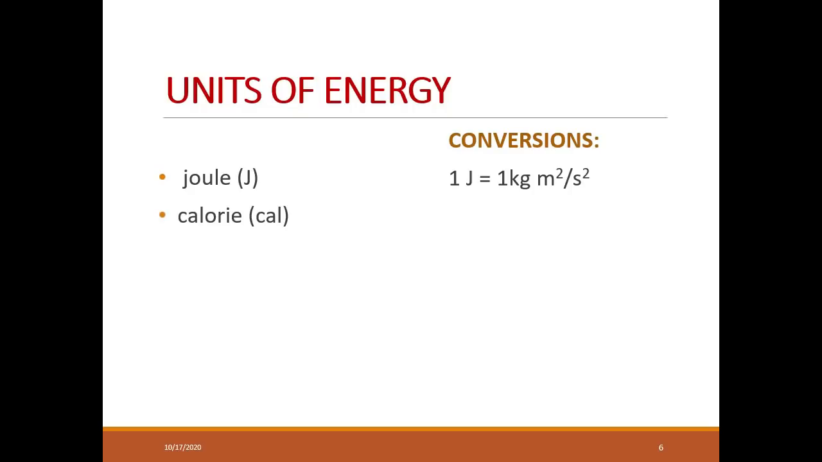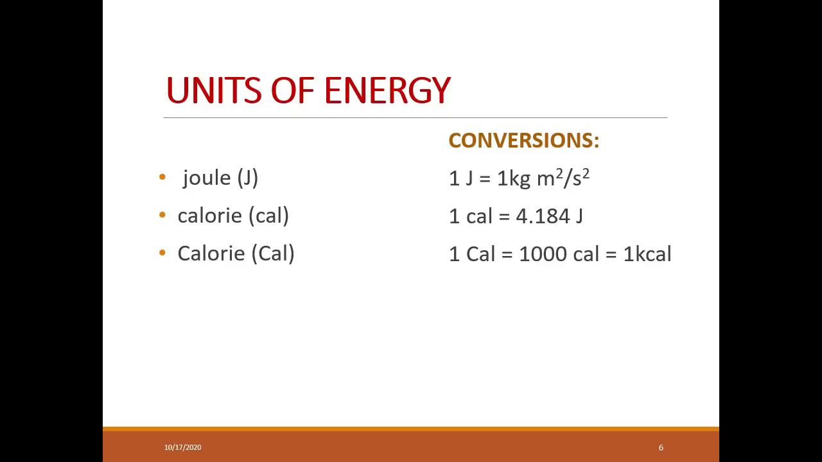The second unit of energy is calorie. It is the energy needed to raise the temperature of 1 gram of water through 1 degree Celsius. And 1 calorie is equal to 4.184 joules. Third is the big calorie. So it is the energy needed to raise the temperature of 1 kilogram of water through 1 degree Celsius, equal to 1,000 small calories or the same as 1 kcal.